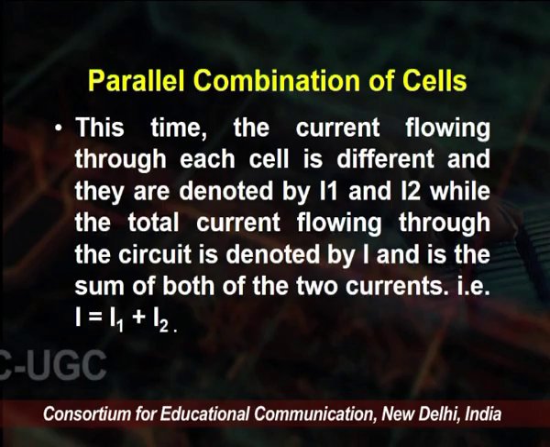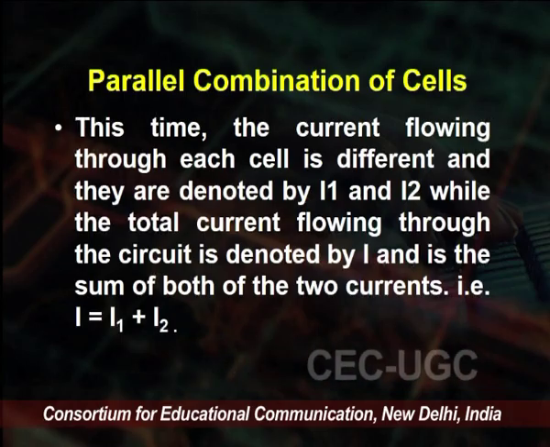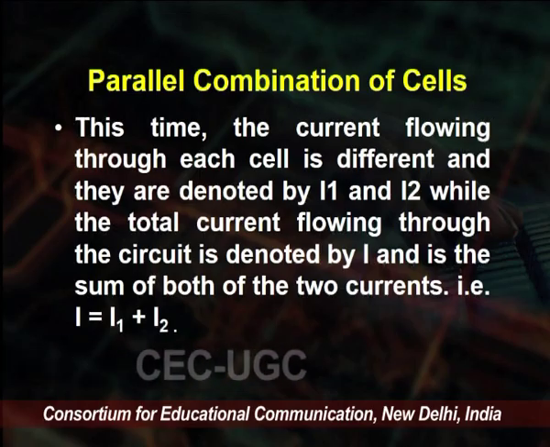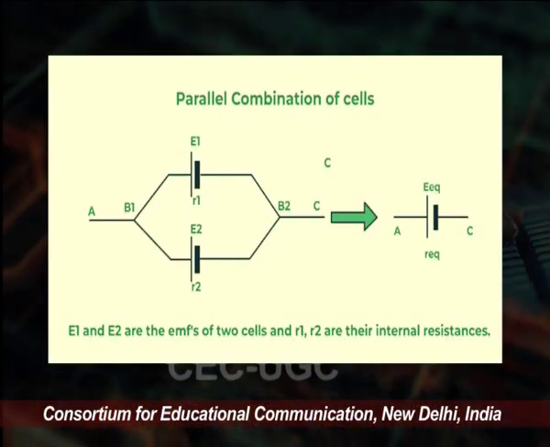Now, this time the current flowing through each cell is different and they are denoted by I1 and I2. In the previous case, when we talked about the series, the current was the same, but here the difference is that the current flowing in the cells are different, I1 and I2, while the total current flowing through the circuit is denoted by I. So, I is equal to I1 plus I2, the sum of the two currents. You can see easily that these are just combined in parallel.